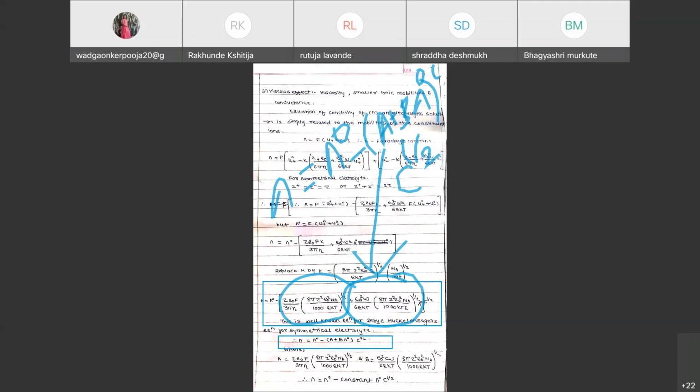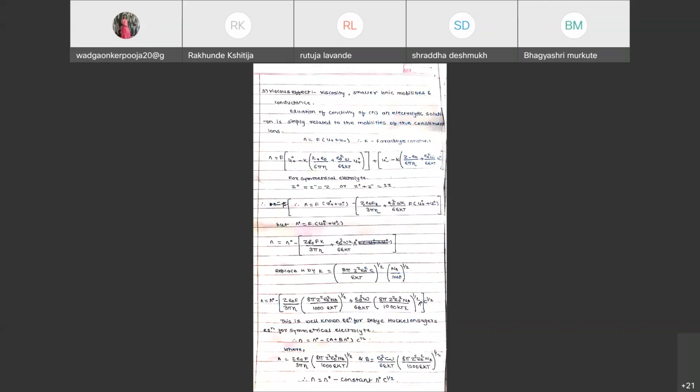Yes, ma'am. Okay. So whatever your equation is, this equation is called the Debye-Huckel-Onsager equation for symmetrical electrolytes, where A and B can be constants. And if you are taking both of them as constants, then you can rewrite your equation. I'll make a box again here for your equation.